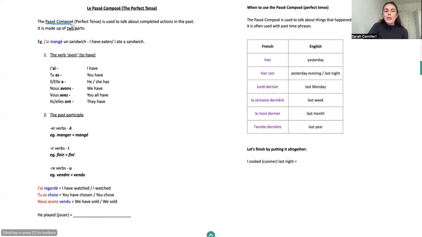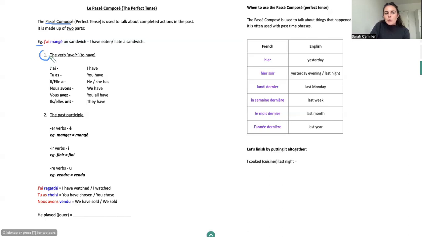In French, the passé composé is made up of two parts. I've given you an example here. J'ai mangé un sandwich. I have eaten a sandwich, or I ate a sandwich. So let's have a little look at the two parts in more detail.